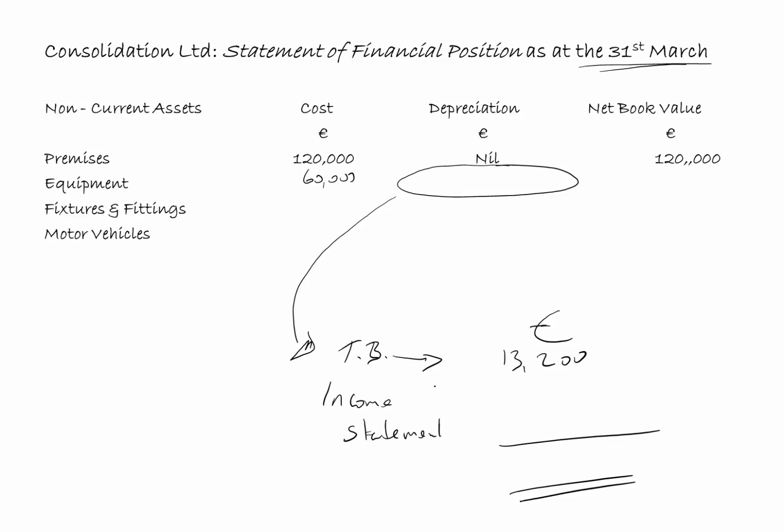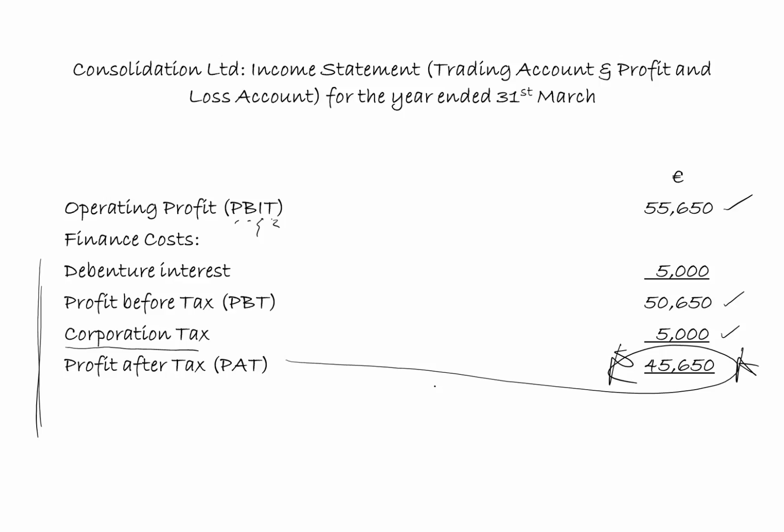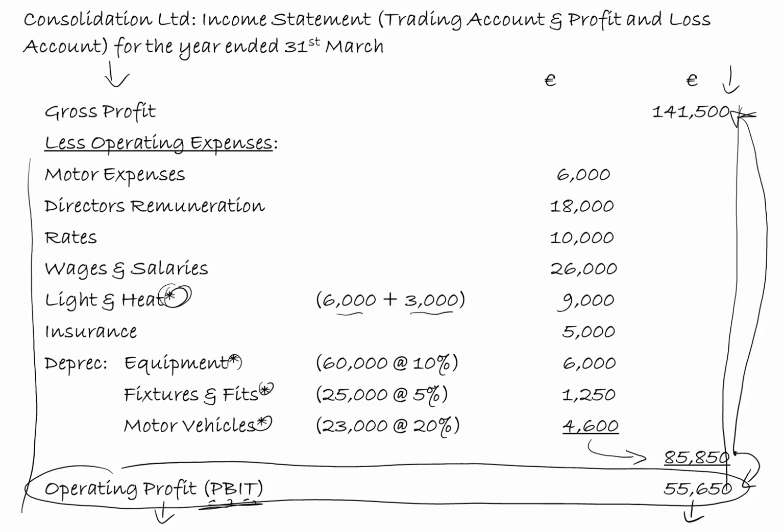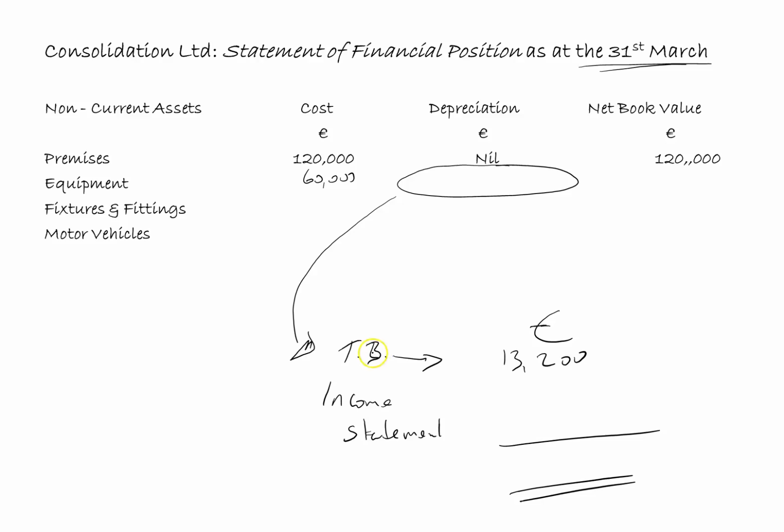Well, if I go back to my income statement, on the previous page here, we have the equipment. We've put through a depreciation charge for this year of 6,000. So what I have is from the trial balance, 13,200 being the total depreciation from the time the asset was bought up to the beginning of this year, and then for this year I have depreciation of 6,000, which we just calculated in our income statement, giving us a total of 19,200.